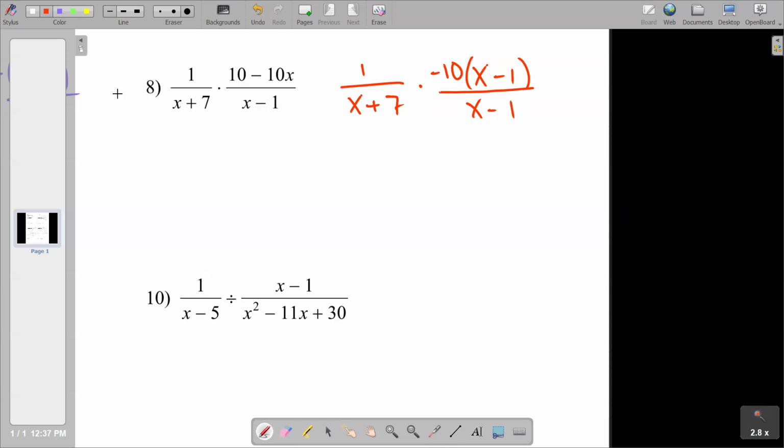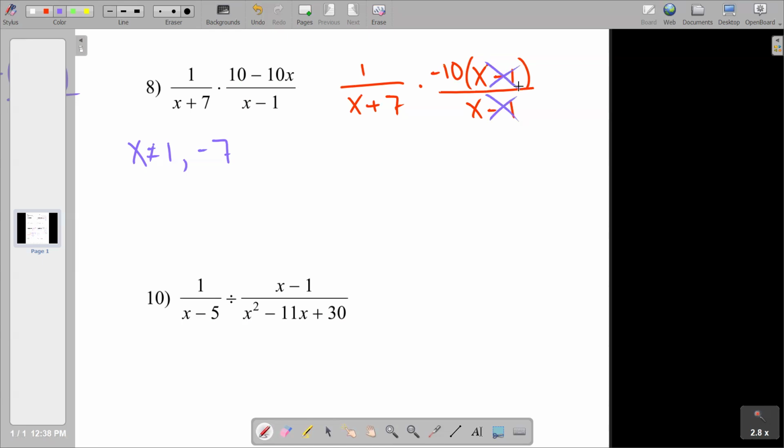What are our excluded values? What can x not equal? Can't equal 1. And it can't equal -7. Good. As far as the simplification is concerned, again, not much excitement here. What goes? The x minus 1s. Yes, we're going to take out an x minus 1 and an x minus 1.